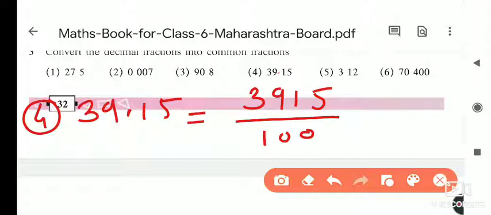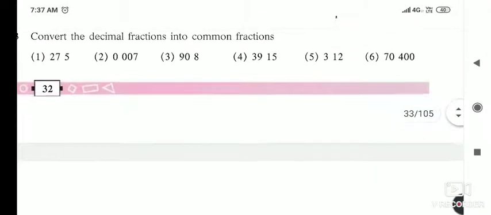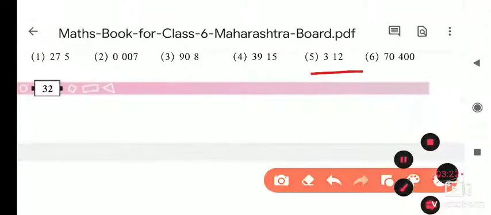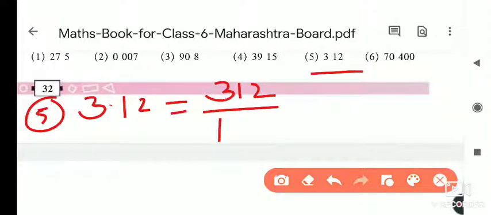Okay, note down this. Next we will see the fifth example, 3.12. So here first write 312 divided by 1 with how many zeros? After the point 2 digits are there, so give 2 zeros here. Okay, note down.